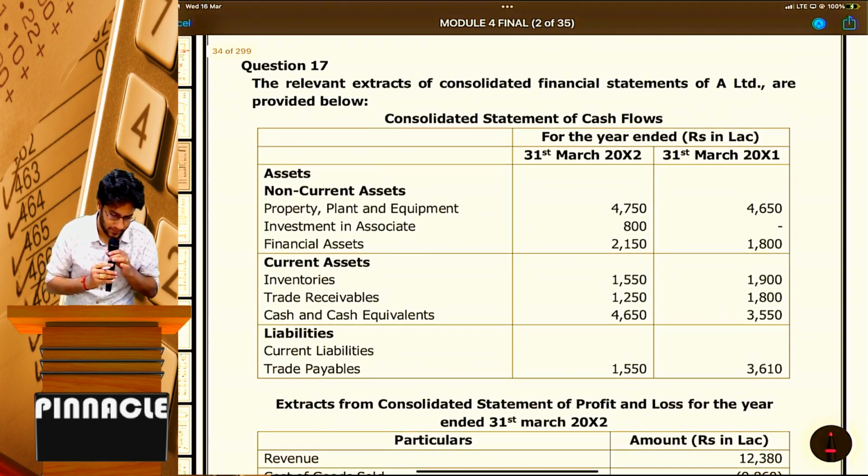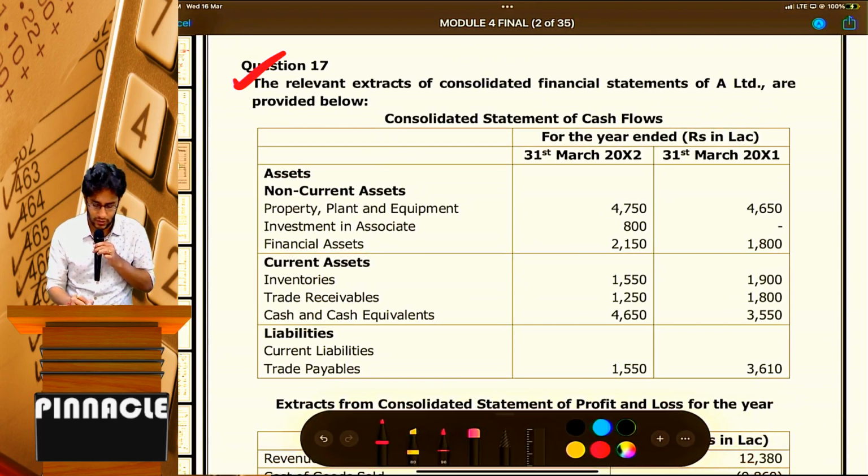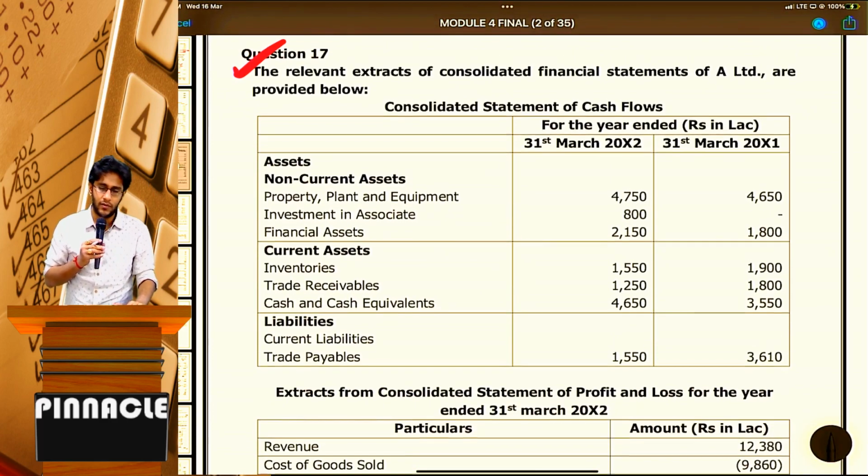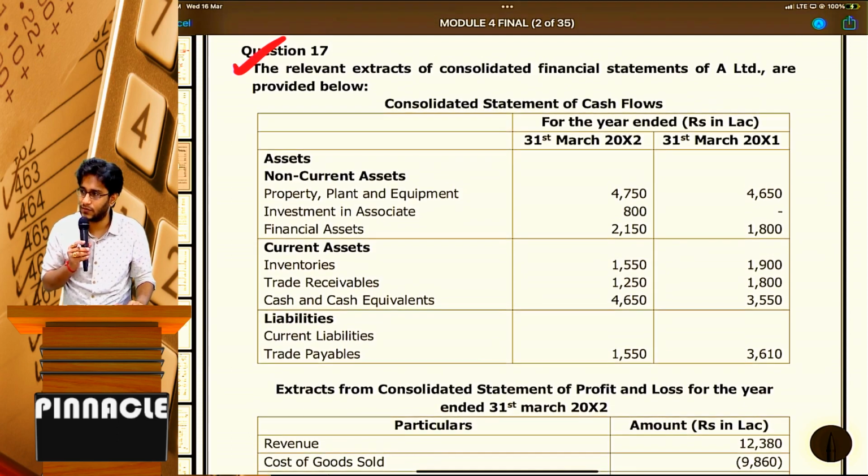Okay, last sum, sir. No, sir. After this sum, cash flow statement is over. You are going to stay. You have one more sum, huh?